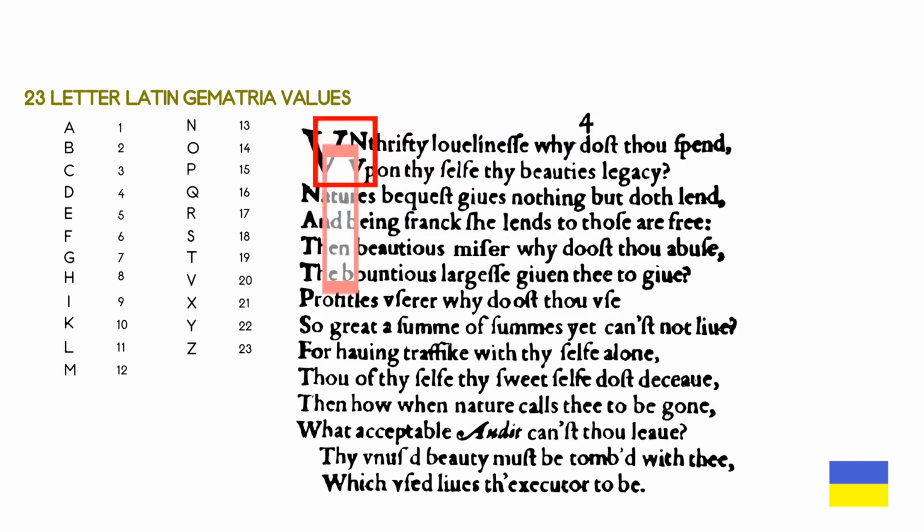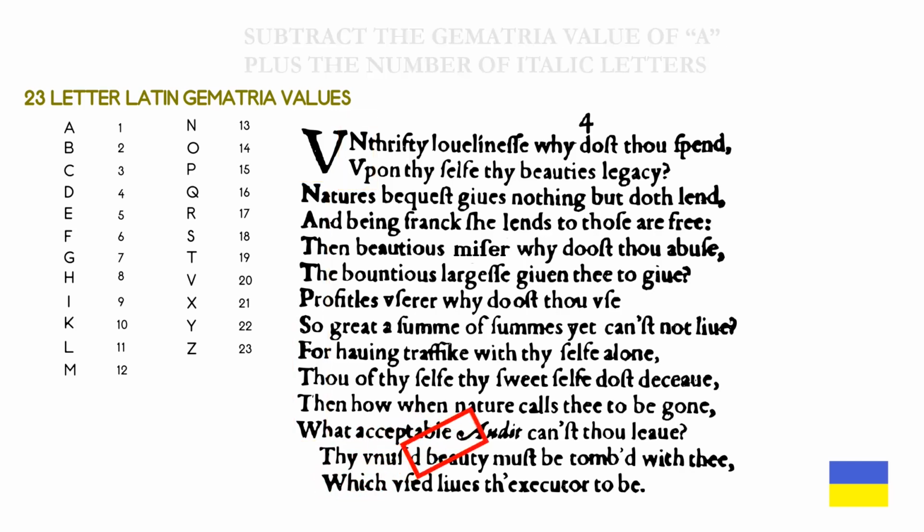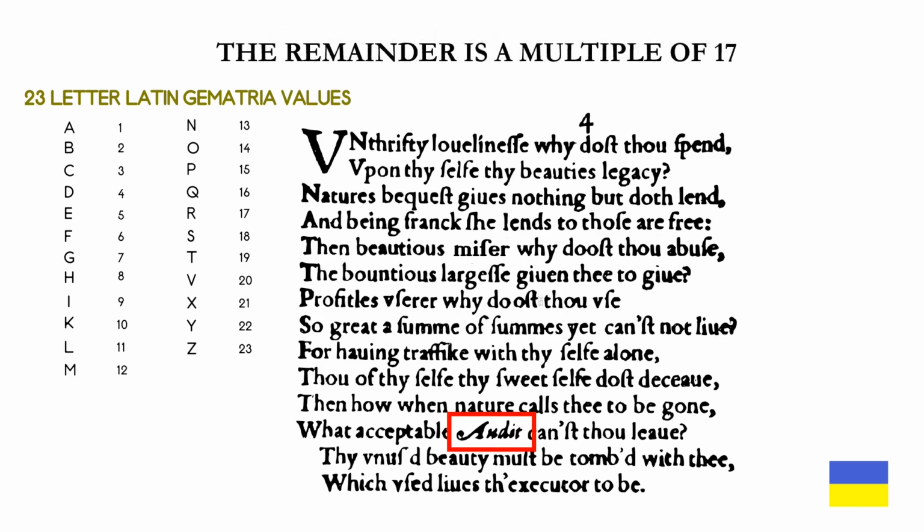Next, we add all these gematria values in the red boxes. They're of the same size and they're on the left-hand margin of the poem. Then we subtract the gematria value of A plus the number of italic letters. The remainder is a multiple of 17.